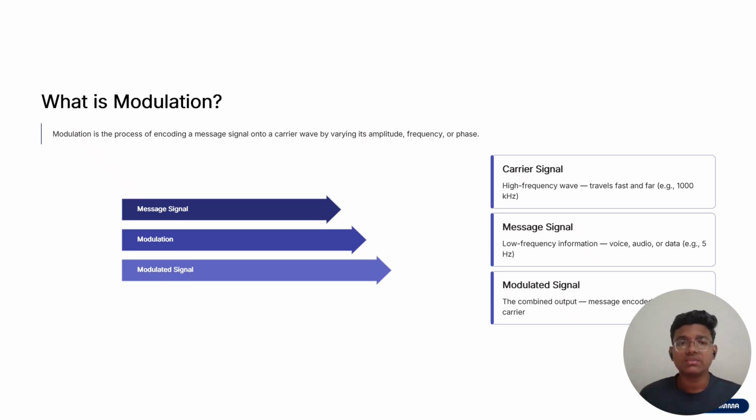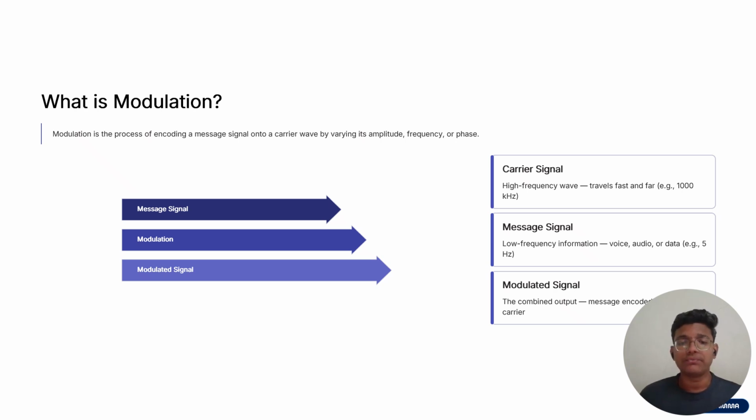Next is, what is modulation? Now let's understand the definition. Modulation is the process of encoding a message signal onto a carrier wave by varying its amplitude, frequency, or phase. There are three important signals here. First, the message signal, which is the original information we want to send, like voice, audio, video, or data. It is usually low frequency.